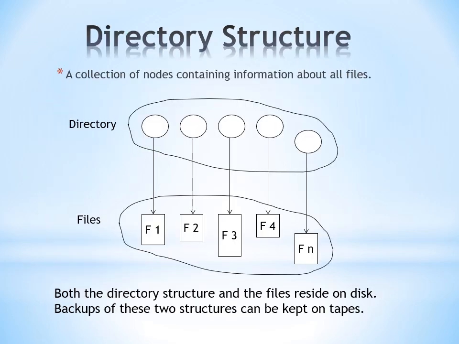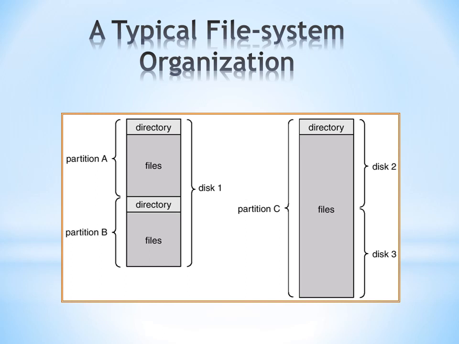Okay, a directory structure can be a collection of nodes containing information about a file. Both the directory structure and the files reside on your disk. The backup of the disk structure can be kept on tapes. This is normally how your file system is organized.